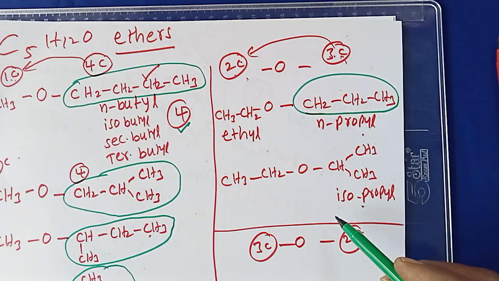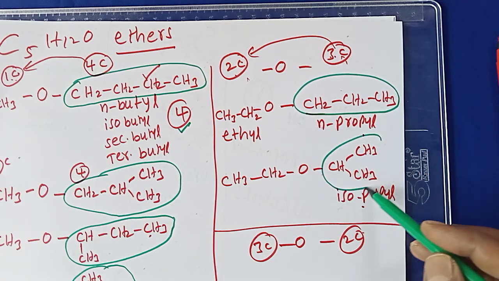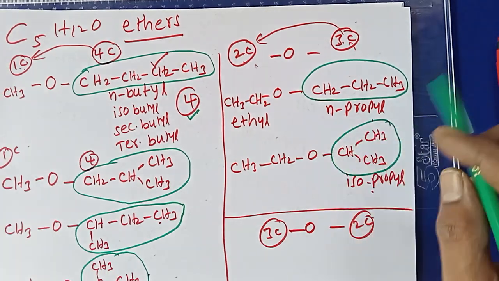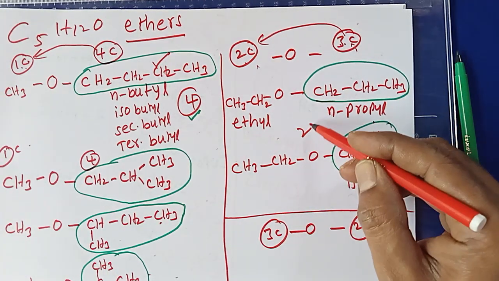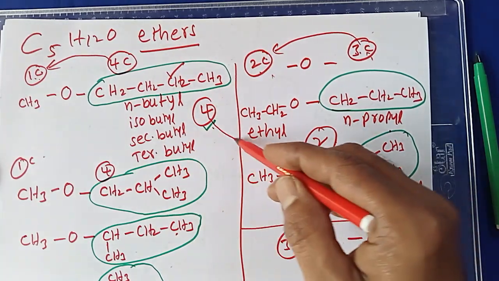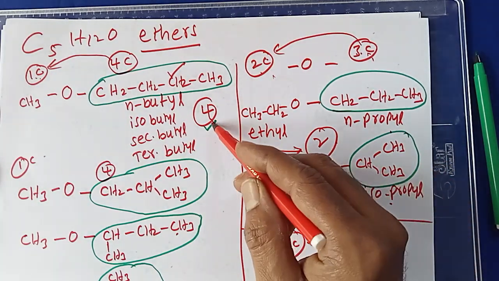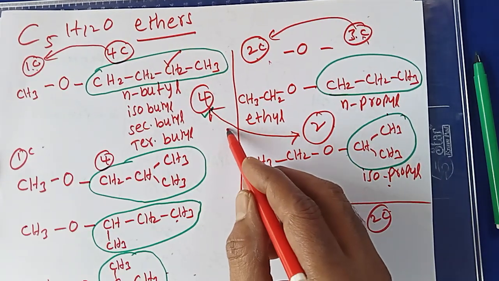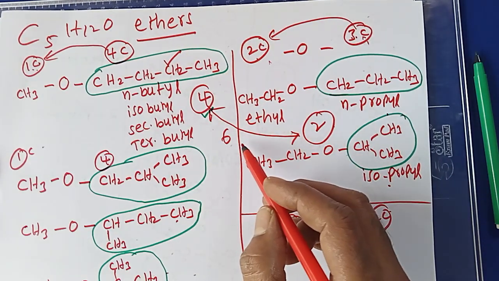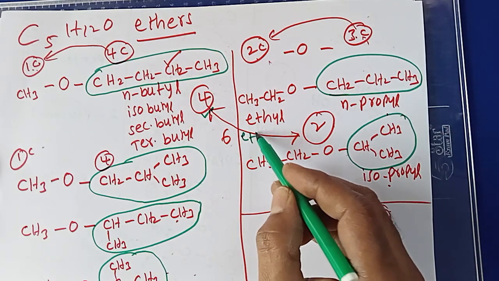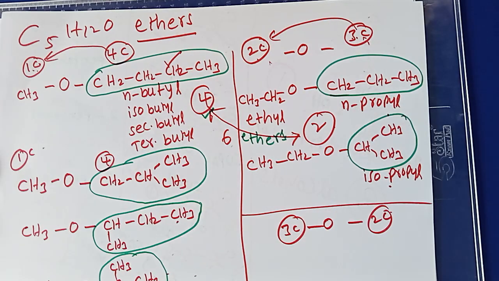That's why for this combination, what is this alkyl group name? This is N-propyl. And what is this alkyl group name? Isopropyl. That's all. So with this ratio how many? 2. With this one, 4. So 4 plus 2, how many? Total 6. Therefore 6 ethers. How many ethers? 6 ethers are possible.